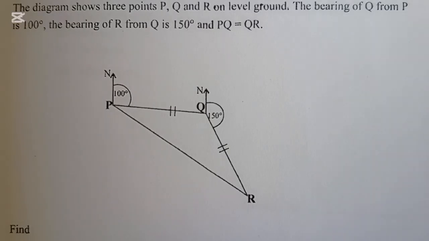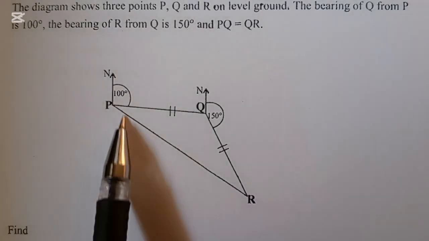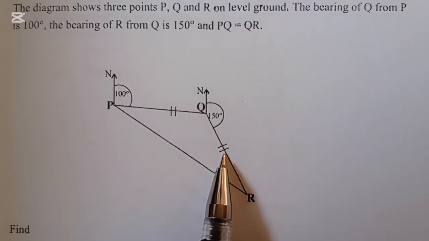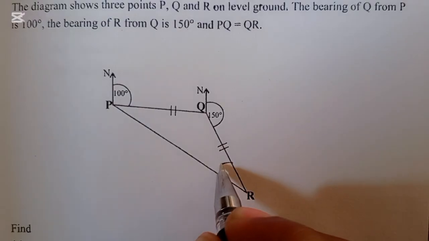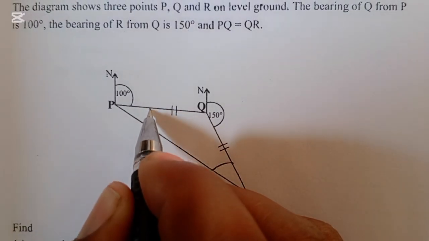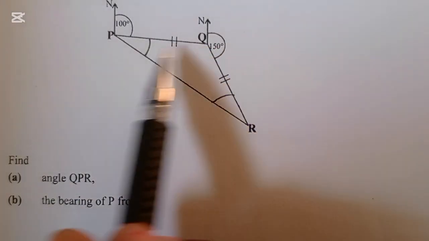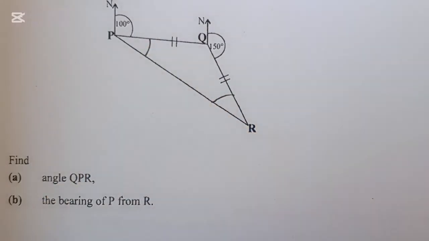The diagram shows 3 points P, Q, and R on level ground. The bearing of Q from P is 100 degrees, and the bearing of R from Q is 150 degrees. And PQ is equal to QR. So this is an isosceles triangle. So if this is an isosceles triangle, these two sides are equal, then these two base angles are also equal. So this angle is equal to this angle. So find A, angle QPR. Which is this angle here?